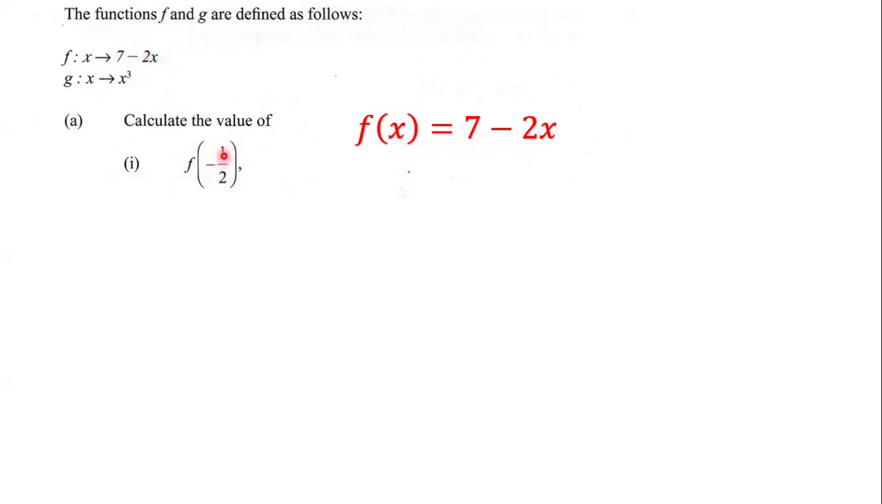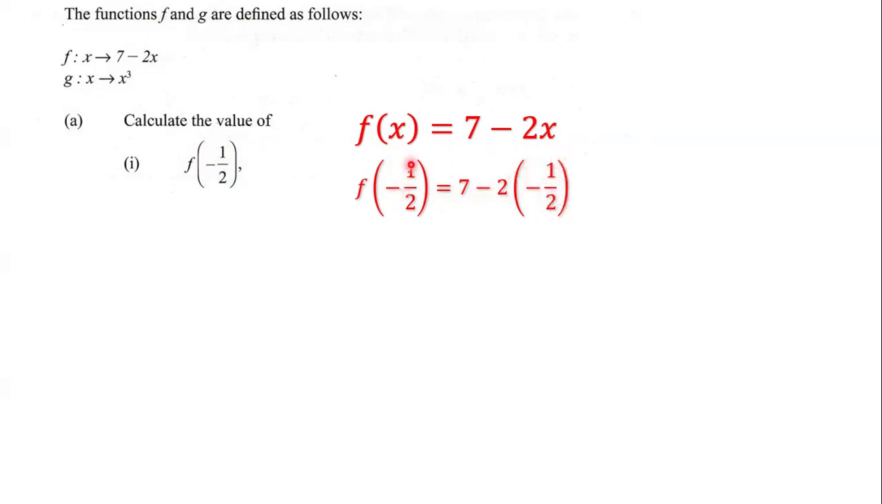Now we need to figure out what is f of negative 1 over 2. So what that means is wherever we see x, we're going to put negative 1 over 2. So x is right there, so we put negative 1 over 2. And x is right there, so we put negative 1 over 2. So f of negative 1 over 2 is equal to 7 minus 2, open bracket, negative 1 over 2.